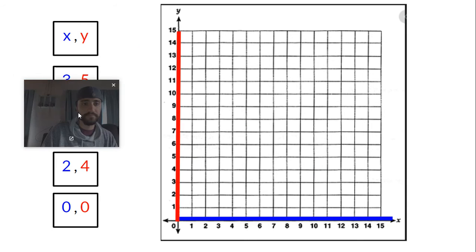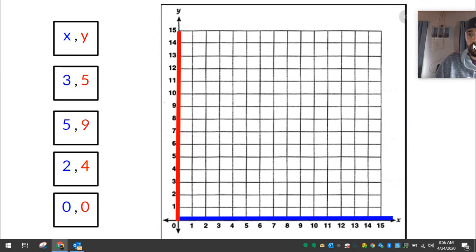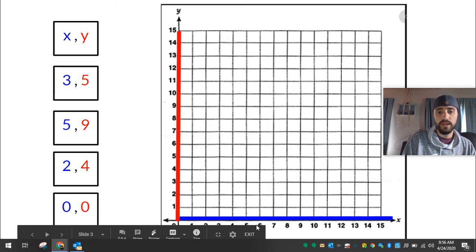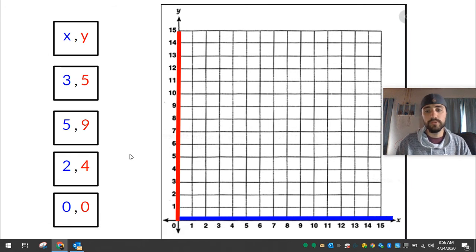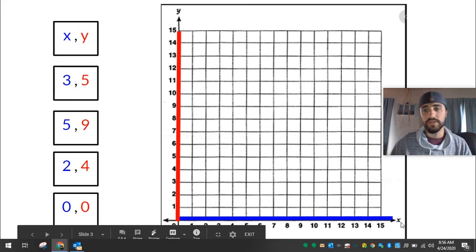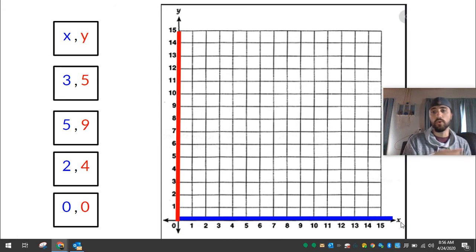All right. So when we look at this graph, there are two really important lines that we have to know. The blue line and the red line. The blue line, you can see in the bottom, has a little X by it. That blue line is called the X-axis. So anytime you see blue, we're talking about that horizontal X-axis.